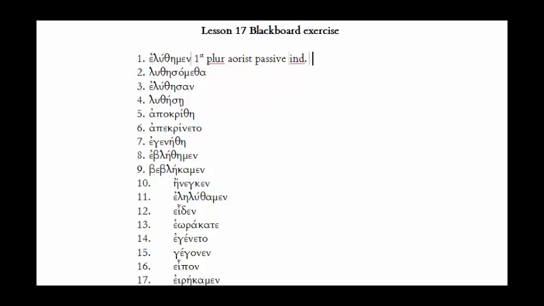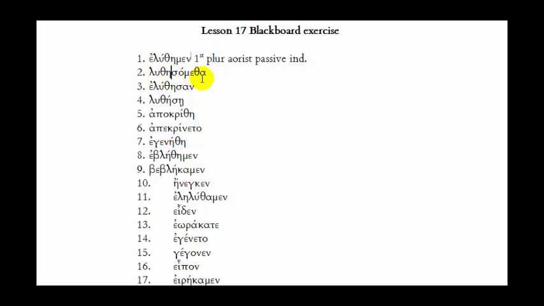Okay. The first few are going to be pretty straightforward. Let me get rid of the lines for you there. Okay. Luthesometha. Well, again, you've got your lu prefix. The first thing is to identify what verb it's from. Okay. In this case, it's your paradigm verb luo. That should be pretty easy.